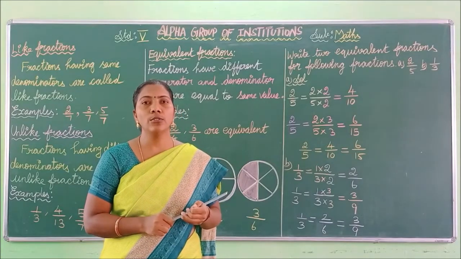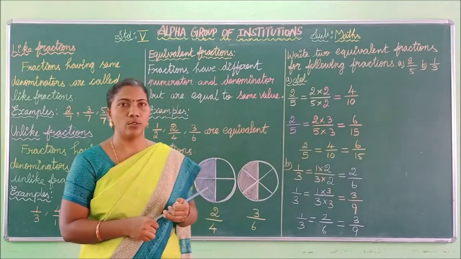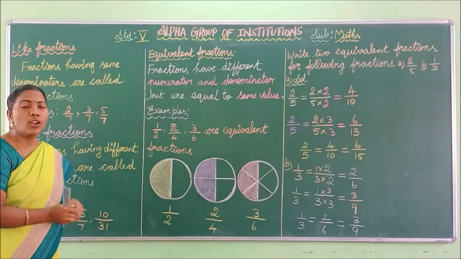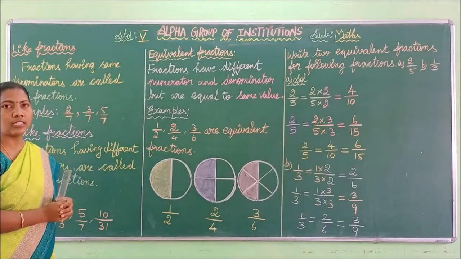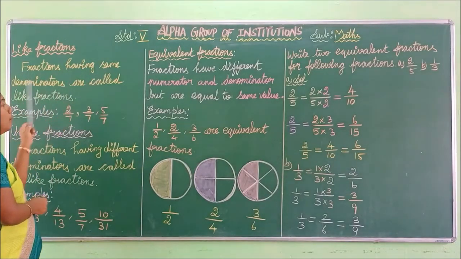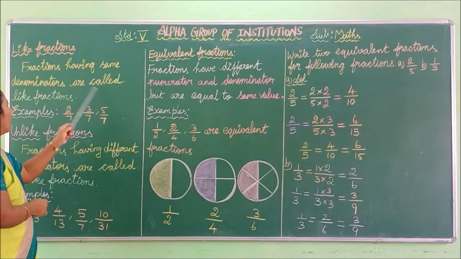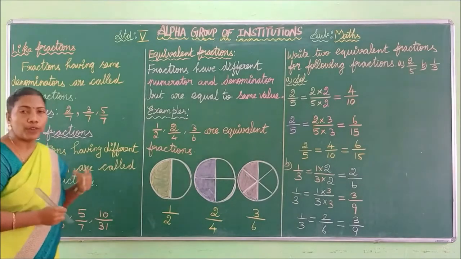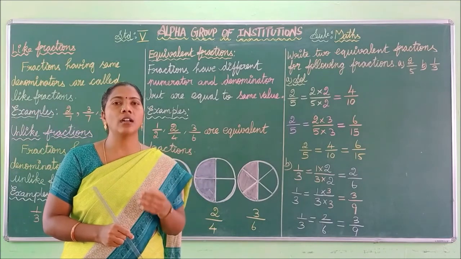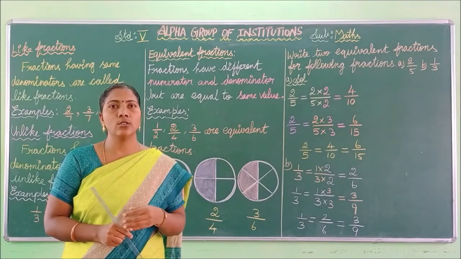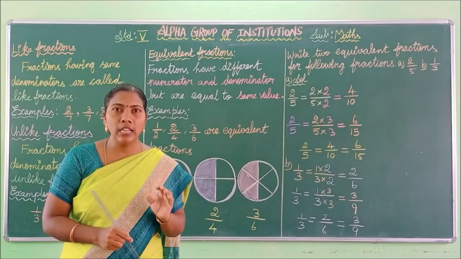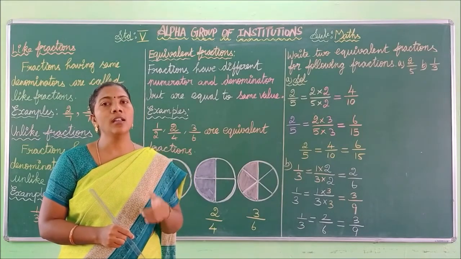Next, we are going to see some more types of fraction. Okay. First, we are going to see like fractions. What is meant by like fractions? Let us see the definition. Fractions having same denominators are called like fractions. So repeat after me, children. Fractions having same denominators are called like fractions.